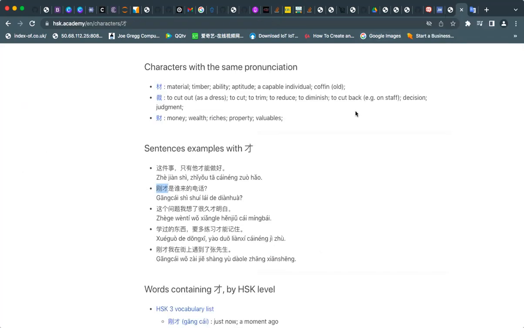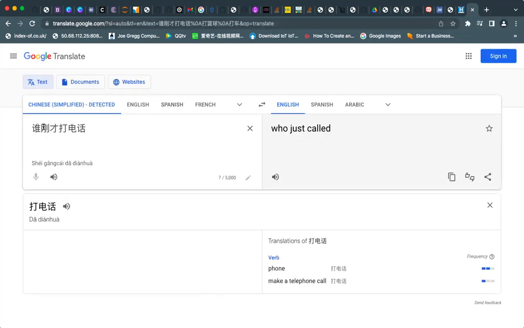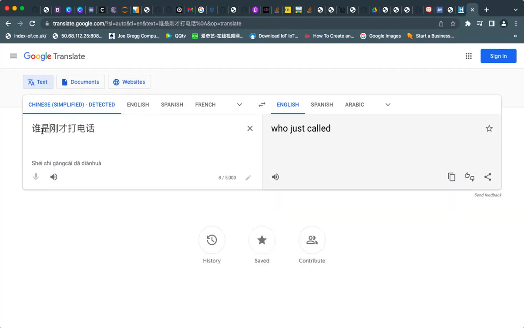So our question was who just called? So that will be 谁刚才讲话? 刚才, gang is first tone and cai is third tone, right? Yeah, third tone. All right, good. And we can also add shi in this instance, like who, 谁是刚才. Oh, forgot the 是. I think it sounds more accurate with this.